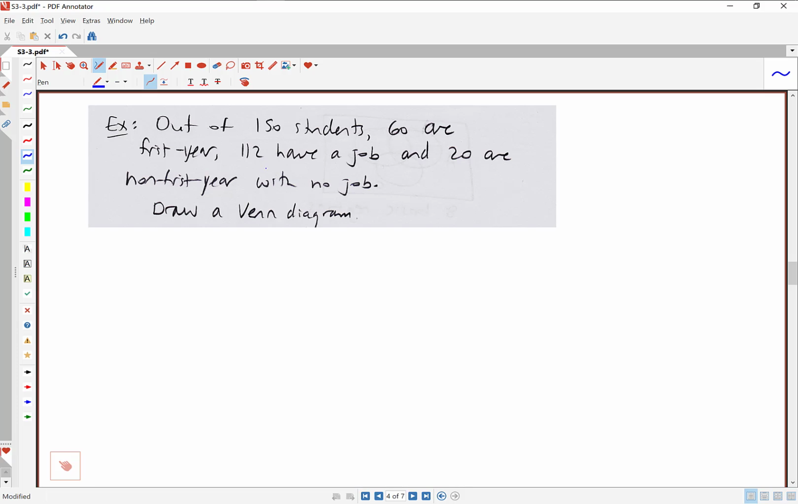So now let's turn this into a real-world problem. Out of 150 students, 60 are first year, 112 have a job, and 20 are non-first year with no job. Let's draw a Venn diagram. So let's come up with a shorthand name for our sets. So let's let F be the set of students who are first year, and let's let J be the set of students who have a job.